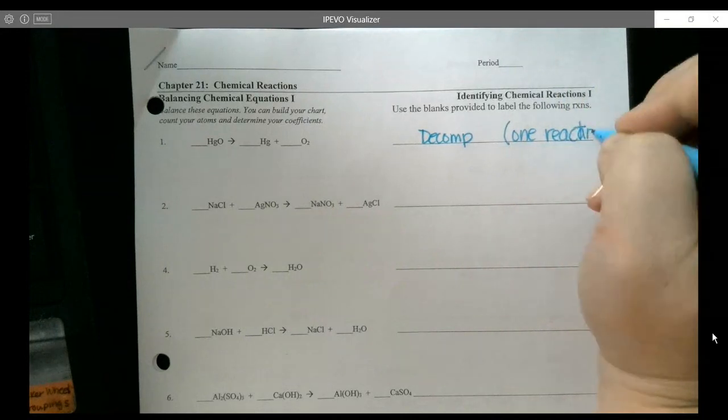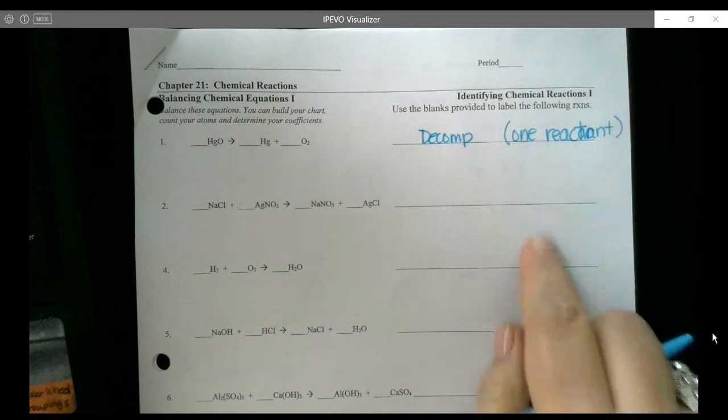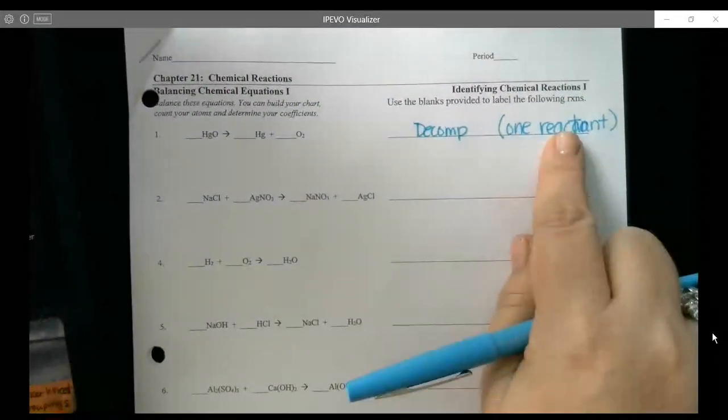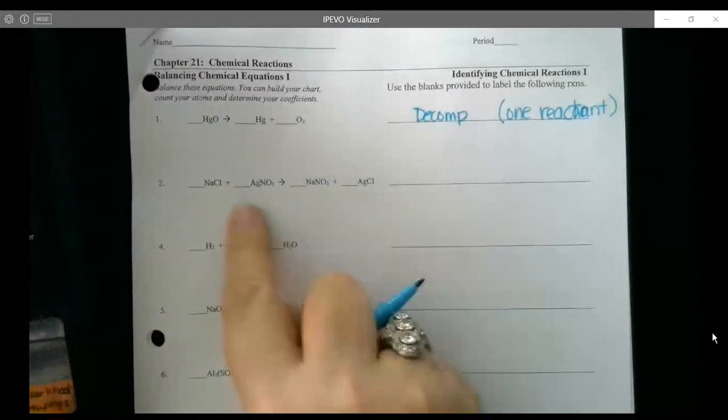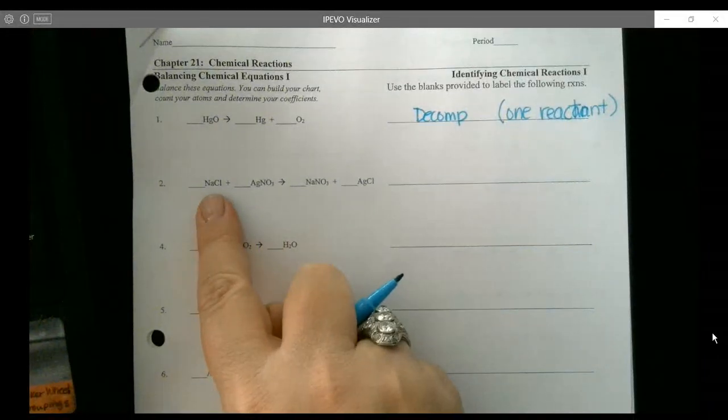I didn't put a T in there. A-N-T. Gosh, I can't spell for the beans. Okay, one reactant. Now I looked at number 2, and I see NaCl.